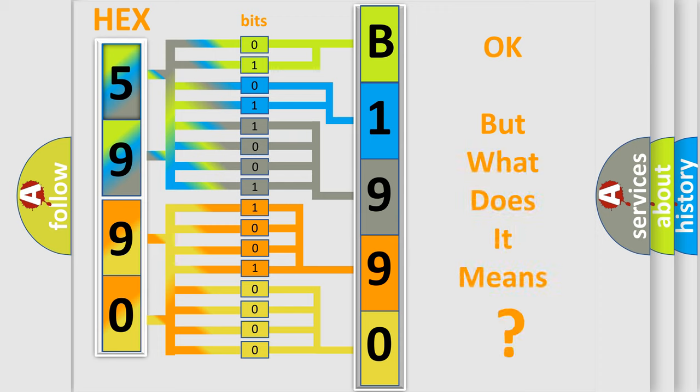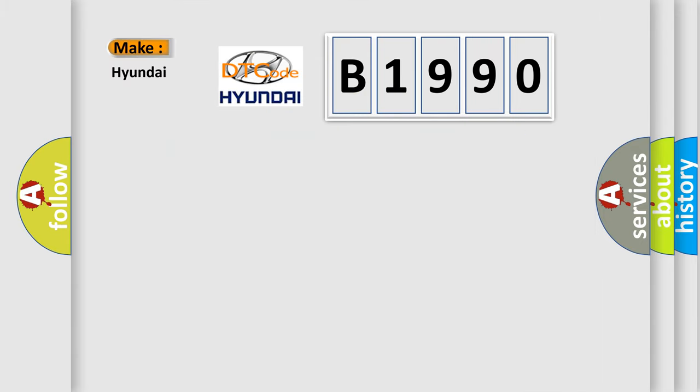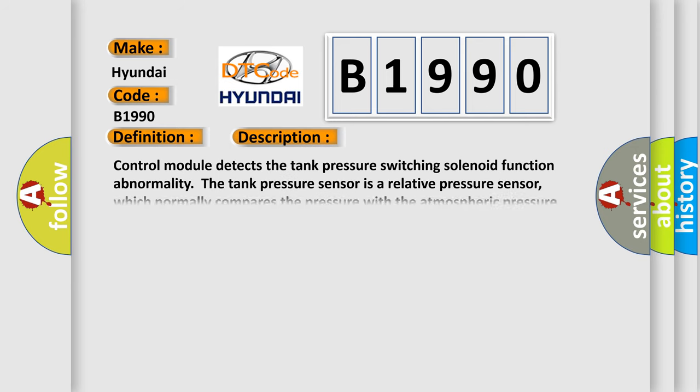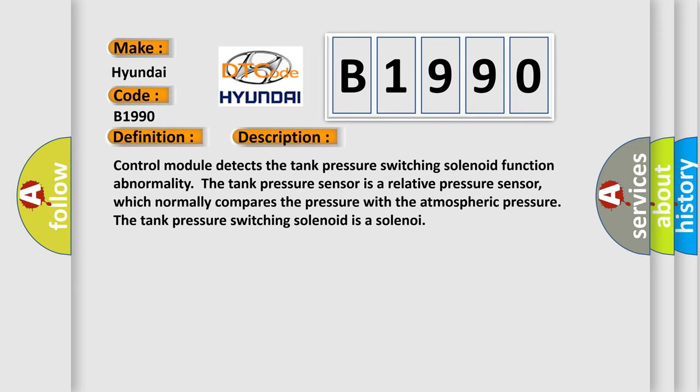The number itself does not make sense to us if we cannot assign information to what it actually expresses. So, what does the Diagnostic Trouble Code B1990 interpret specifically for Hyundai? The basic definition is: fuel tank sensor control valve range or performance. And now this is a short description of this DTC code. The control module detects a tank pressure switching solenoid function abnormality.